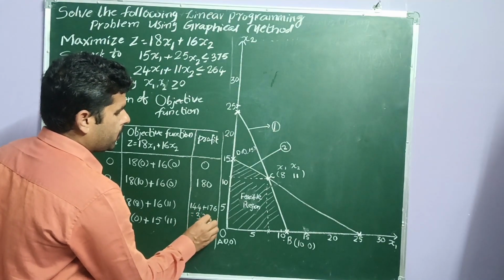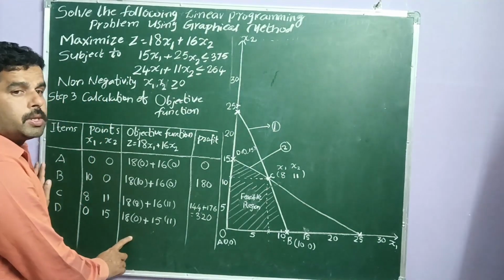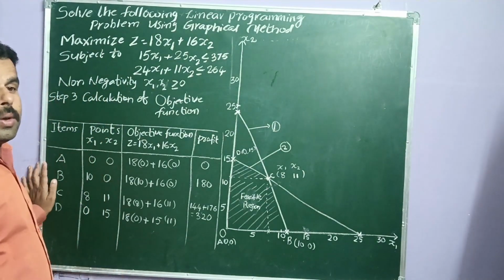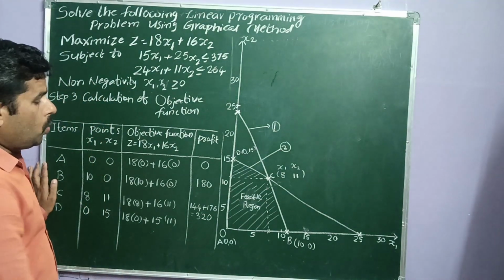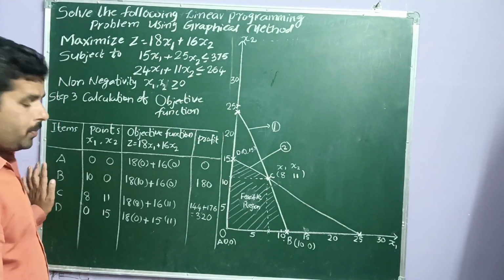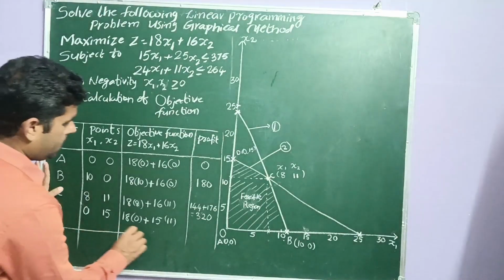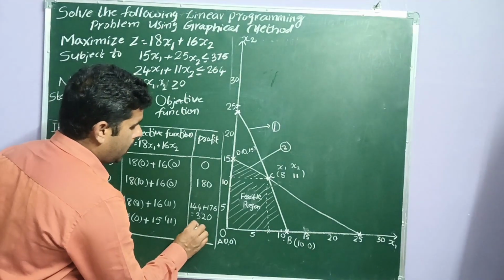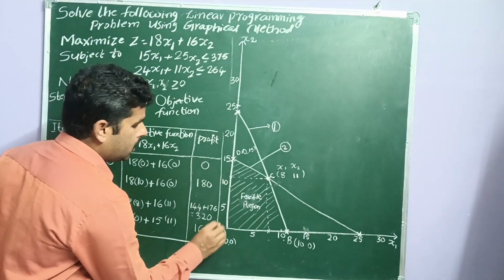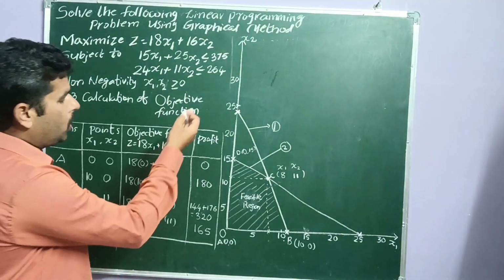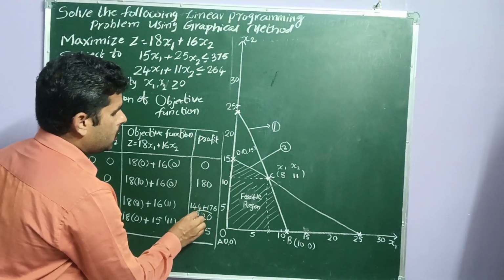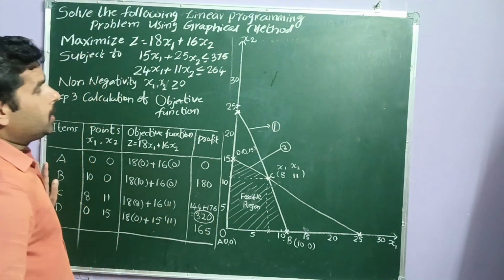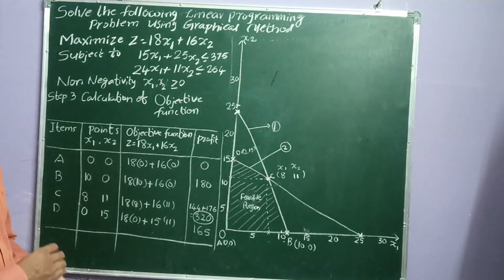That is 320. Then the next one: 18 into 0 is 0, and 15 into 11, what is the answer? No answer from your side. Make it fast. 15 into 11 is 165. Observe carefully, what is the profit? We got the profit as 320. 320 is the profit value.